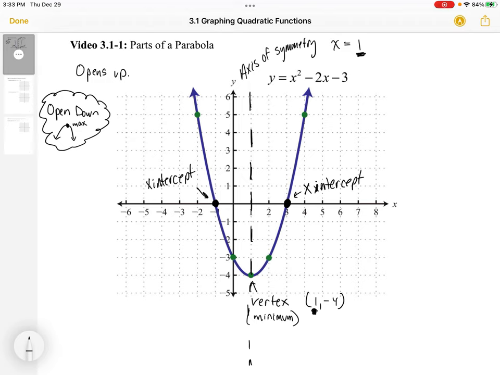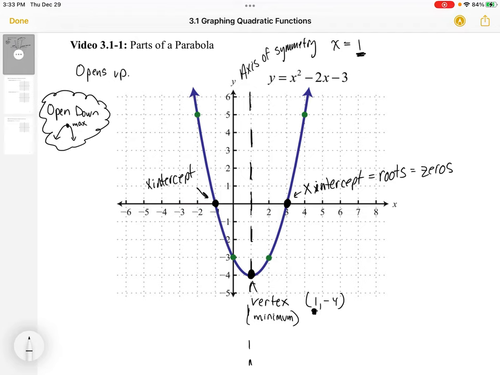Now, x-intercepts are often referred to as roots or referred to as zeros. So we use those terms interchangeably. X-intercepts, roots, or zeros. They all mean the same thing. So I've looked at 3 different points here, the vertex and the 2 x-intercepts.